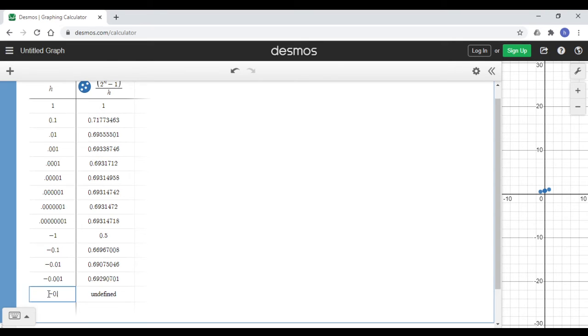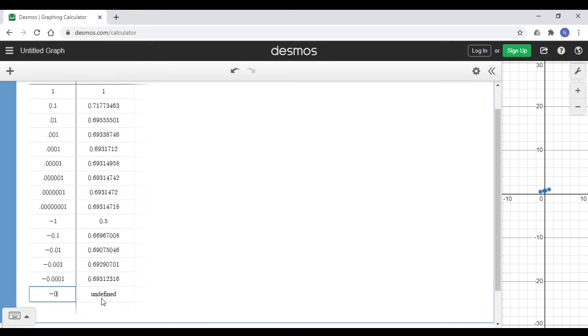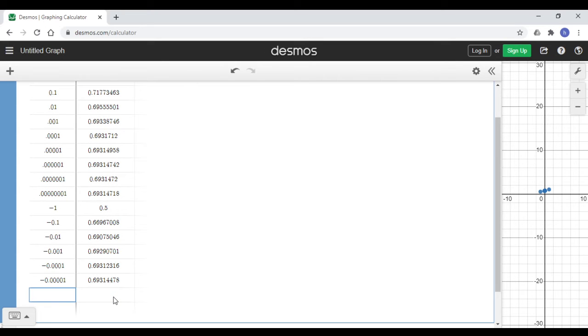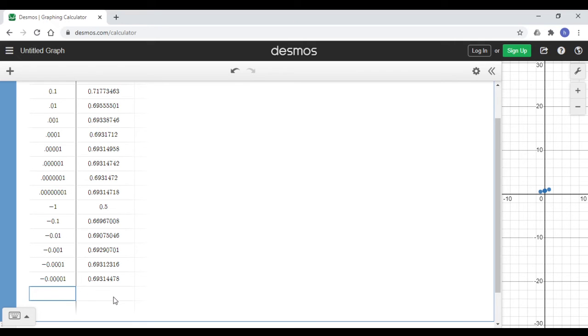Negative 0.0001. Okay, so 0.69 again, but this time 0.693. Okay, and then negative 0.00001. Okay, 4 zeros and a 1. So 0.69314478. And a few more entries. Okay, so now I'm going to start speeding up the process a little bit.